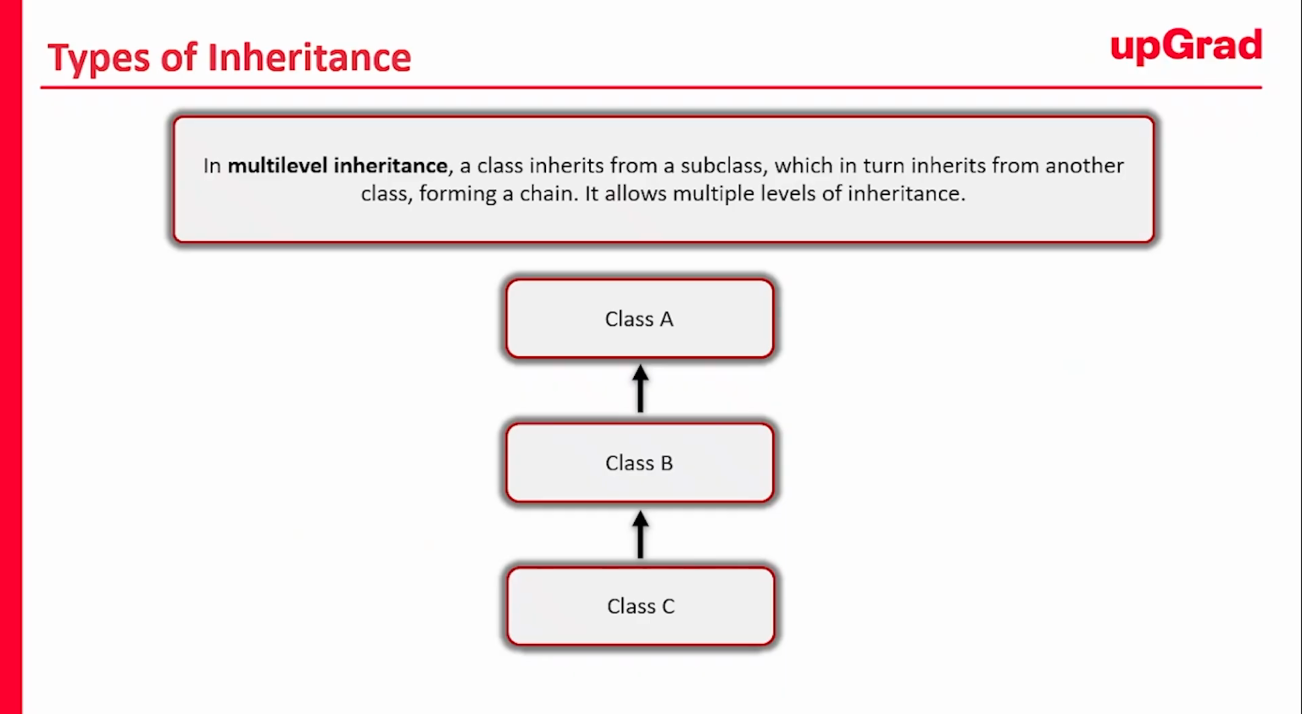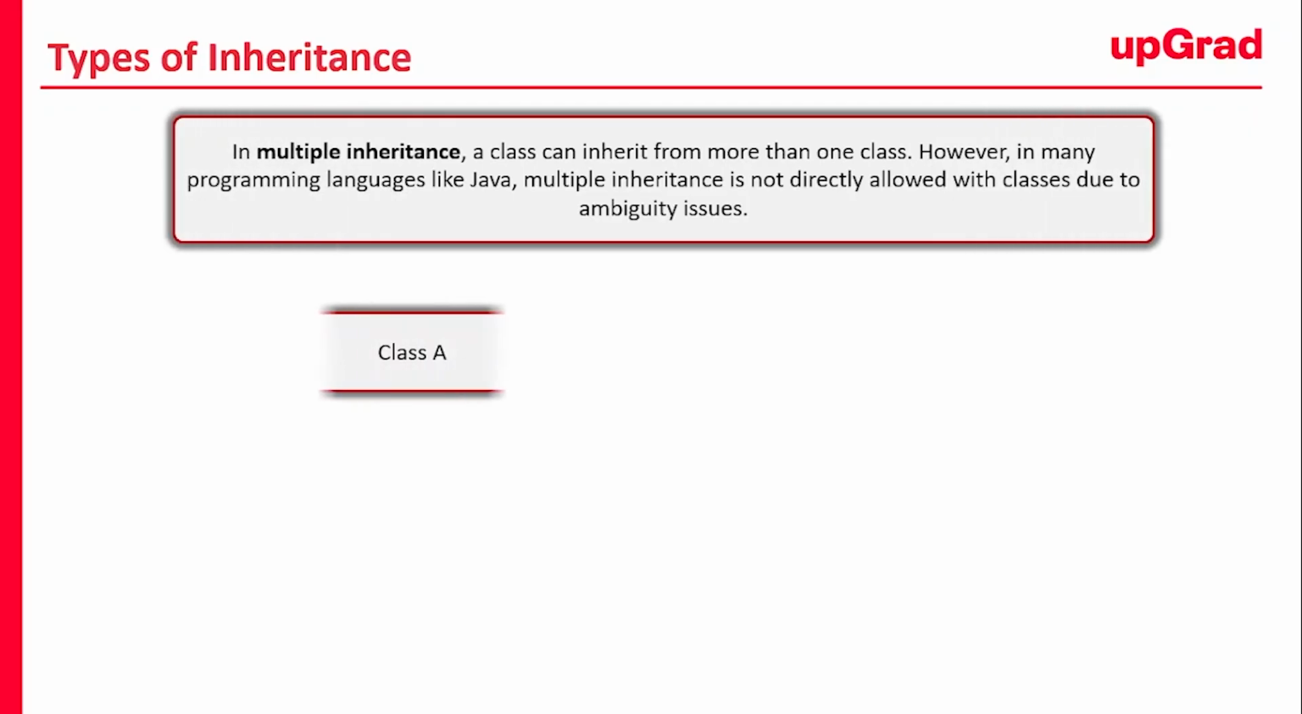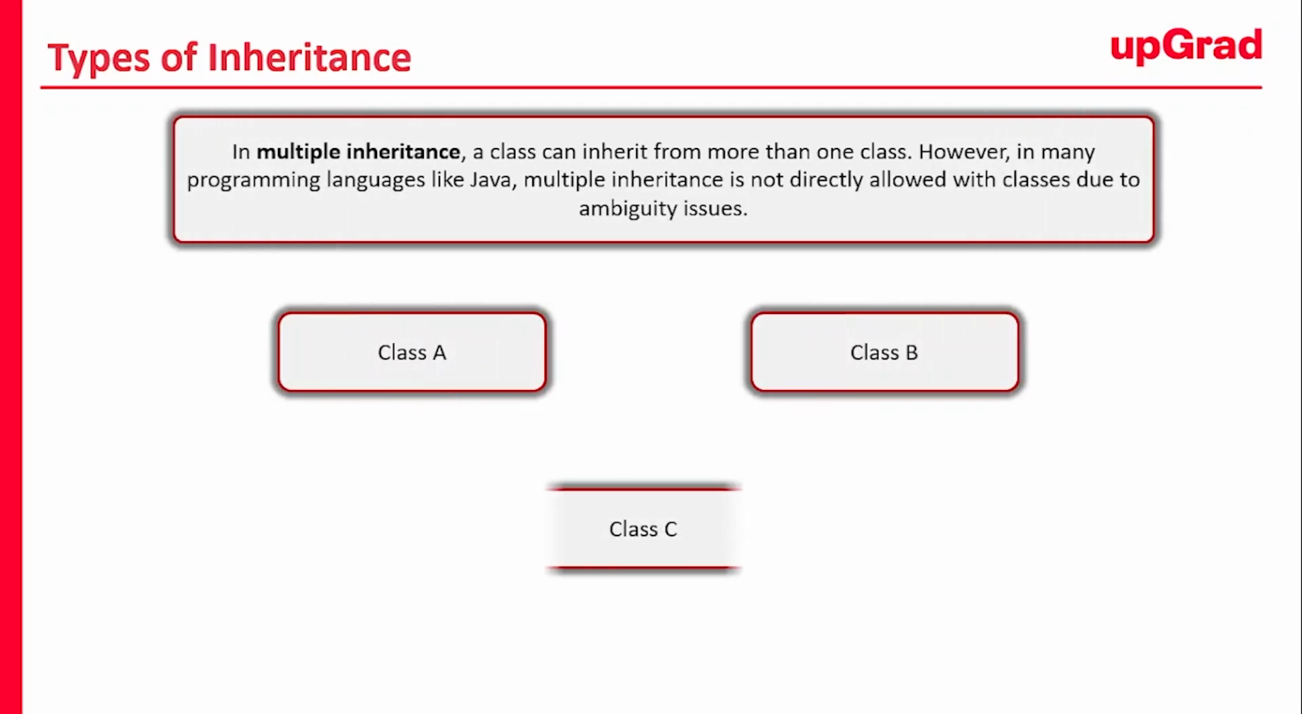Now coming to multiple inheritance. In multiple inheritance, a class can inherit from more than one class. However, in many programming languages like Java, multiple inheritance is not directly allowed with classes due to ambiguity issues. Instead, you can achieve multiple inheritance using interfaces. Let me show you how it would look on the Java screen, then I'll tell you the whole thing about interfaces.